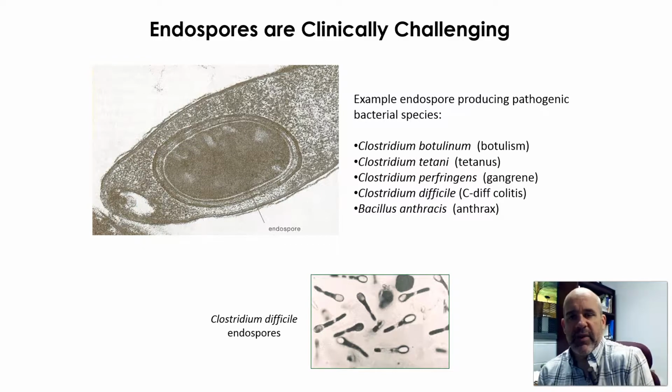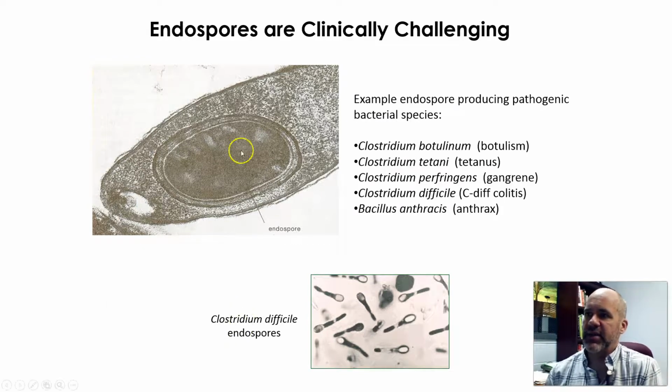All right, endospores, again, very clinically challenging. So this is an image made with an electron microscope. And so you're looking at one end of a bacillus-shaped bacterial cell, and then here, this darker area represents the endospore. So you can really see the spore coat there around the endospore. The DNA is going to be in the interior.